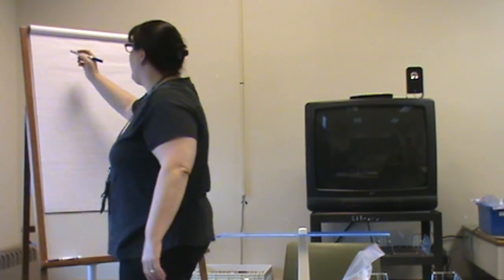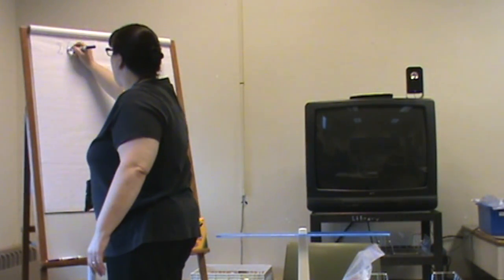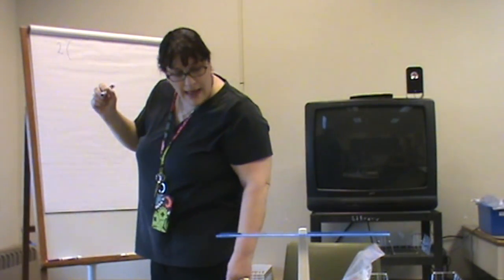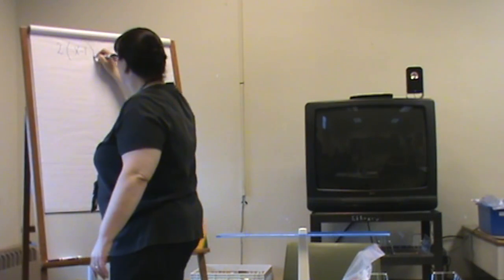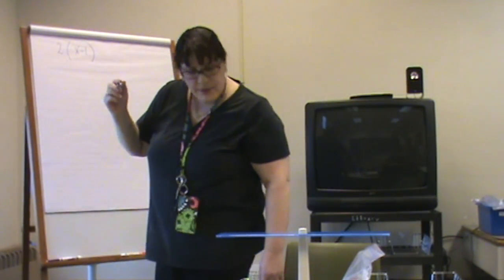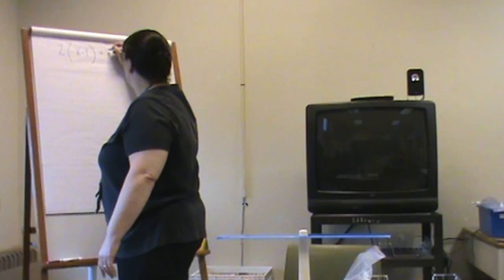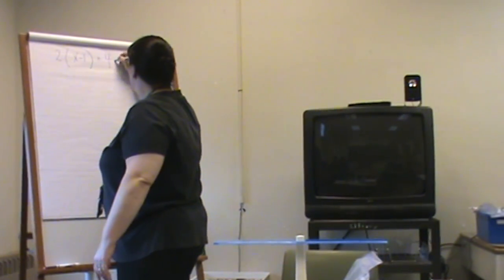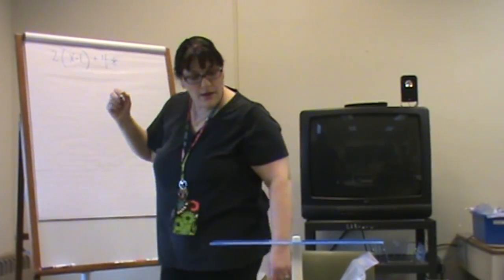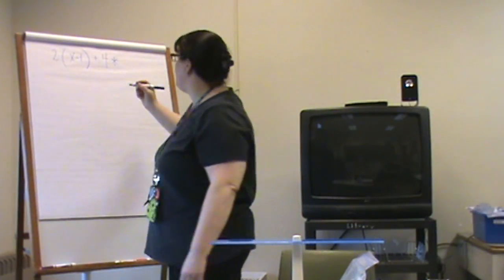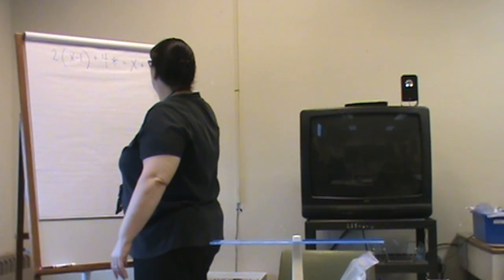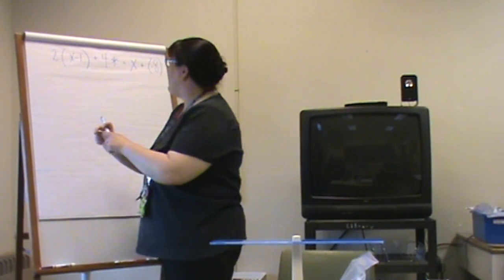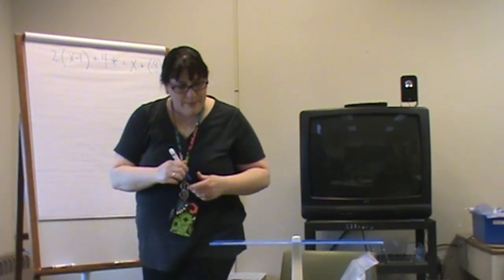We have 2, there's our parentheses, x minus 1, close parentheses, plus 4 stars, equals x plus negative 8. So let's see how we can solve this using our kit.